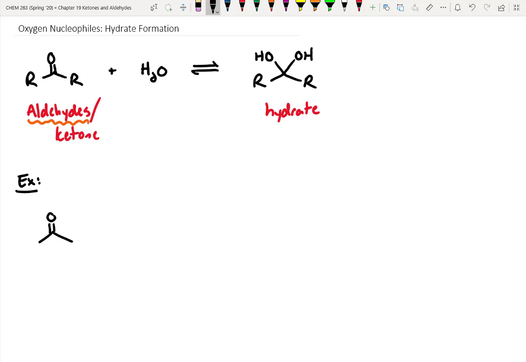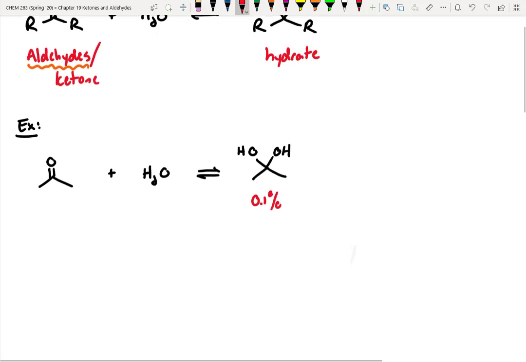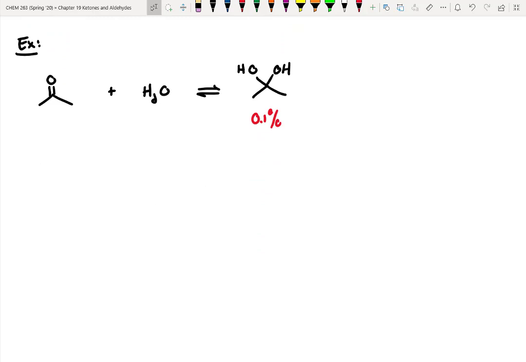So for example, if you react acetone with water, you could imagine that you might get some hydrate that is formed, where the water will add into that carbonyl. In fact, you can measure this, but you don't get very much. You get about 0.1%. And again, this shows that ketones tend to be way less electrophilic than aldehydes. So let's compare an aldehyde.